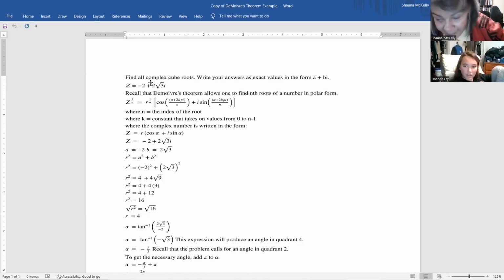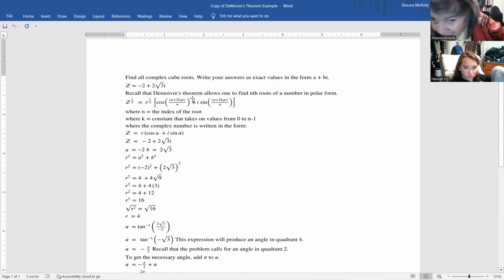Rectangular? This is rectangular right now. If it were in polar, I would have a cosine, I sine. Right. So this is rectangular right now. Okay. Now, here's the formula.